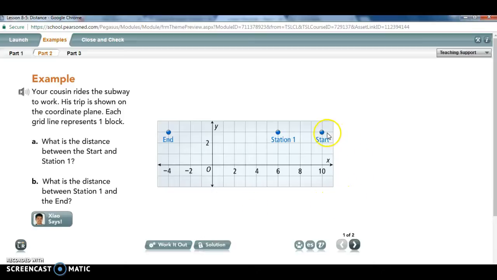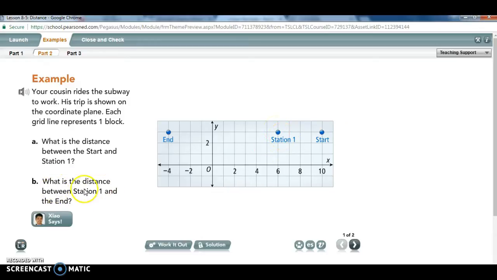A is asking us to find the distance between start and Station 1. We cannot show distance as a negative number, so you will notice that we're starting at 10 on the grid, and we're moving down to 6. We can find the distance by subtracting 10 minus 6, or we can count our grid lines. So 1, 2, 3, 4. The distance between the start and station 1 is 4 blocks.